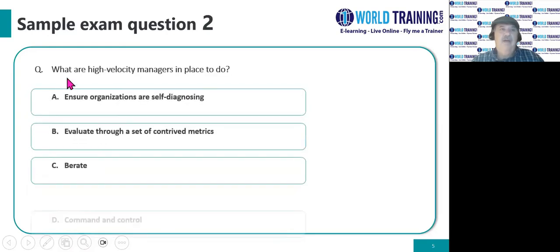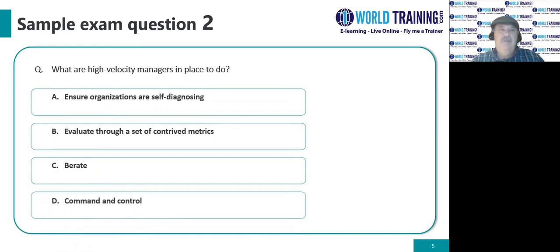Number two, what are high velocity managers in place to do? So answer A, ensure organizations are self-diagnosing. That is compatible with this idea of autonomous, self-driven teams. So A is a good answer. What about B? Evaluate a set of thorough, contrived metrics. Generally speaking, you want the teams to work on their metrics and have a set of metrics that are tied to the application pretty well, or at least the strategy. So B is not as good an answer as A.